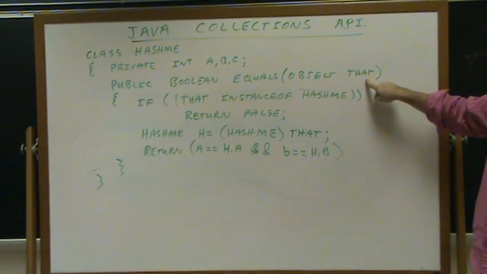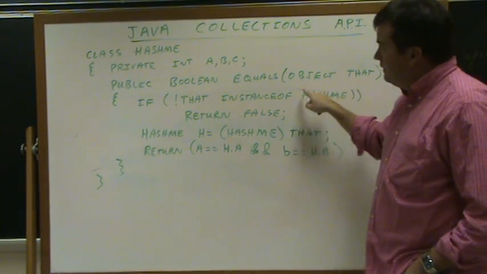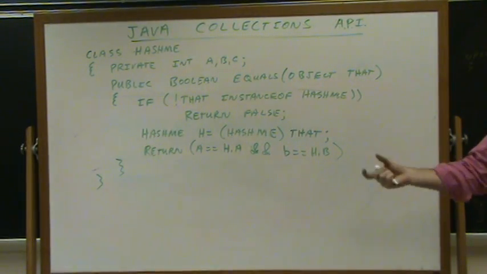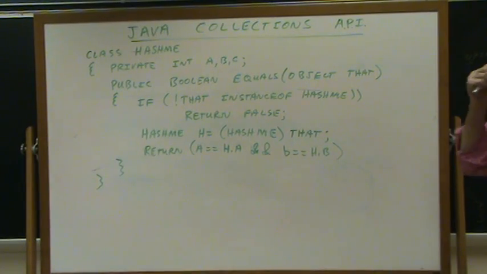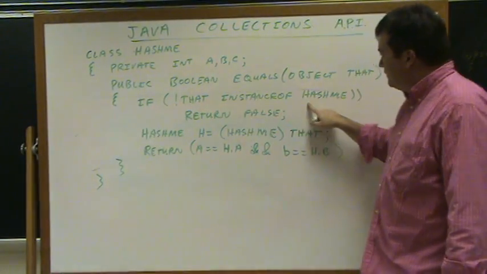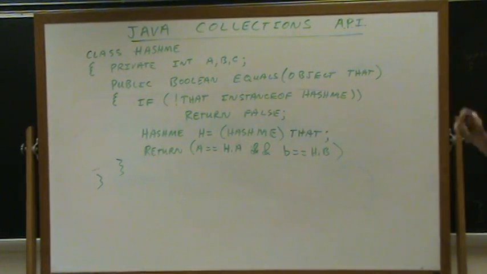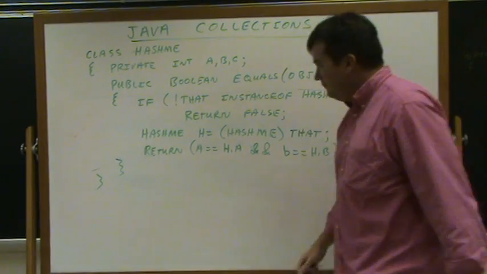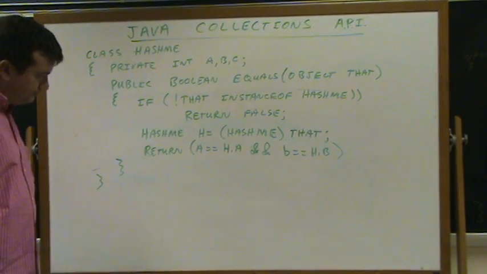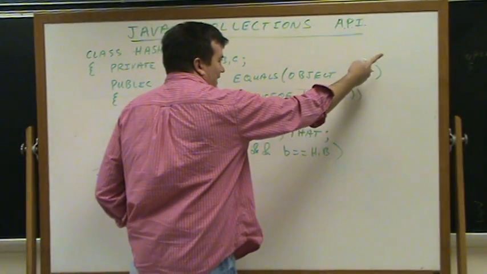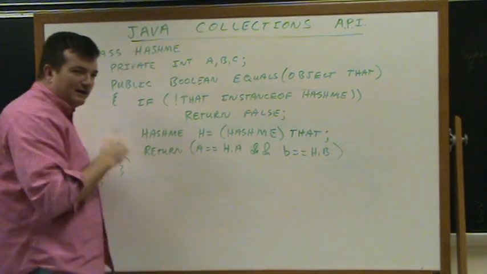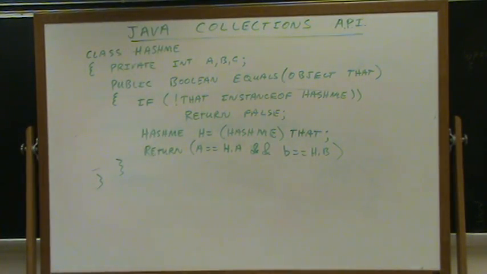Now you might think the object should be of type HashMe. But somebody might compare a HashMe item to something that's not a HashMe, and if they're not the same type, we'll say they don't equal. So the first thing we say is, if that is not an instance of HashMe, then they're not equal. That's false. Now we'll create an object of type HashMe called H, and we'll take the thing that they gave us, which was of type object, and we'll cast it back to HashMe. Does that make sense?